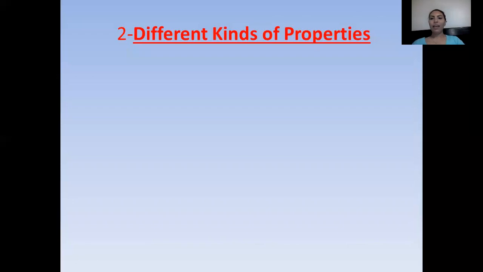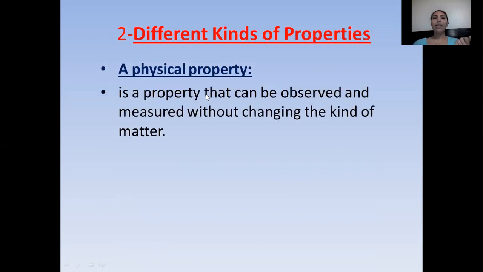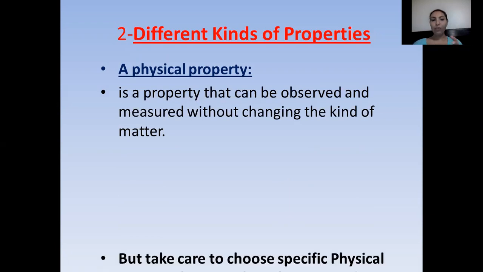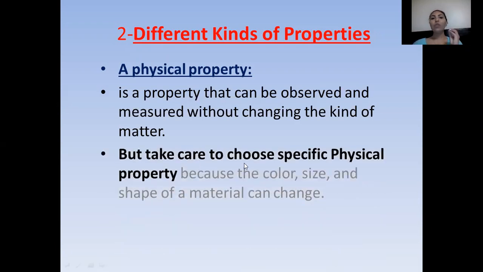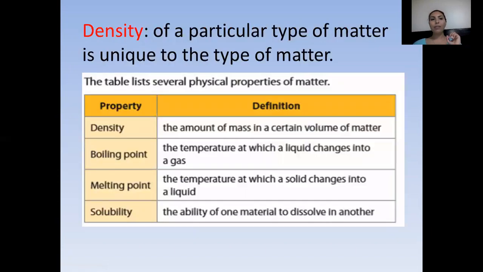Okay, and now again. So from this video, we saw that we have different kinds of properties. A physical property can be observed and measured without changing the kind of matter. No change. But take care to choose a specific physical property, because color, size, and shape of a material can change. We can change the color, the size, we can cut a piece of paper, okay? So we have to use specific physical properties.